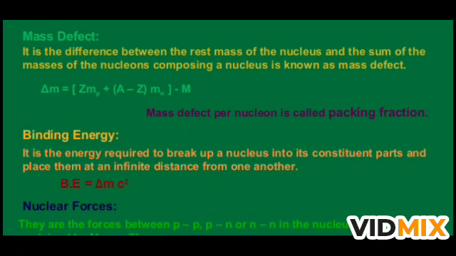If you see in the square bracket, Z Mp: Z is the number of protons, and Mp, where p is the symbol for proton, is the mass of a proton. If you multiply the number of protons by the mass of a proton, you get the total mass of protons in that nucleus. Similarly, A minus Z is the number of neutrons and Mn is the mass of a neutron. If you multiply them, you get the total mass of neutrons in that nucleus. You add both and subtract from the rest mass, that is capital M. You get a difference, and that difference is called mass defect. Mass defect per nucleon is called packing fraction.